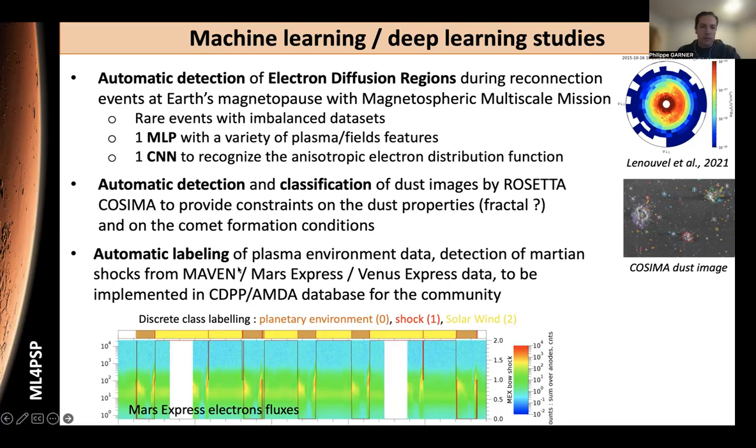And last, maybe of interest for some of you, we've been working a lot at IRAP on the labeling of plasma environment data with various techniques, in particular on the detection of Martian bow shock from MAVEN, Mars Express, and also Venus Express for Venus. So this is currently in progress. And we want to do science with that, but also to implement the algorithms inside the planetary database that is called CDPP-AMDA to provide some added value for the community, so that they can have a very easy interpretation at first of the data just by some automatic labeling of them.